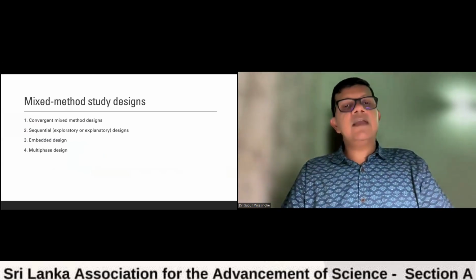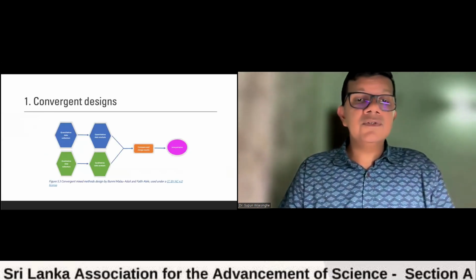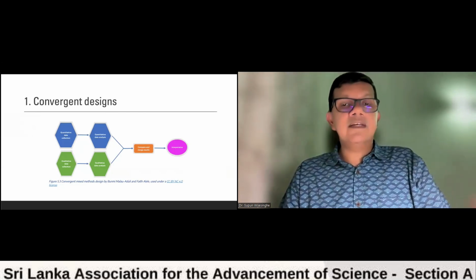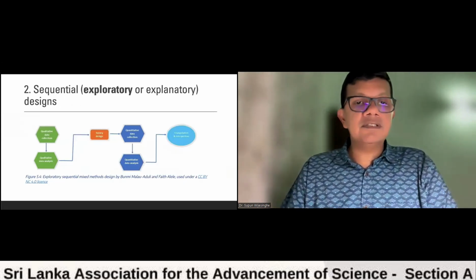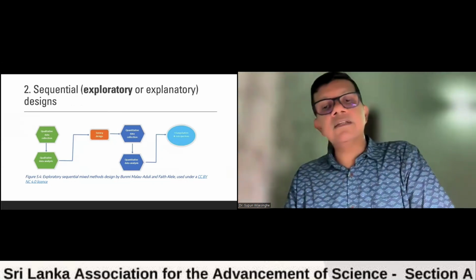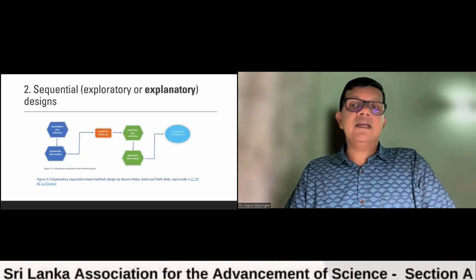Now we have various types of study designs. Sometimes you use convergent designs. You use quantitative data and couple it with qualitative data simultaneously. So this is one type of research design. Then you have sequential design. You first do qualitative data and then strengthen it with quantitative data. This is called an exploratory type of design.